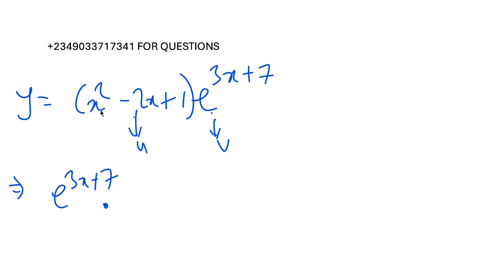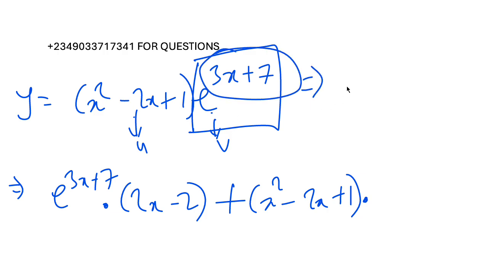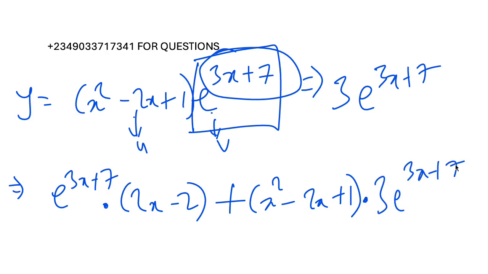If you differentiate u now, if you differentiate s squared minus 2s plus 1, what will you get? You get 2x minus 2, plus u, which is s squared minus 2x plus 1, times dv. Now what's the differential of this v? I've explained how to get it by chain rule, right? So if you differentiate 3x plus 7, you get 3. And your final answer can be written as 3e raised to power 3x plus 7, which is the differential of v.